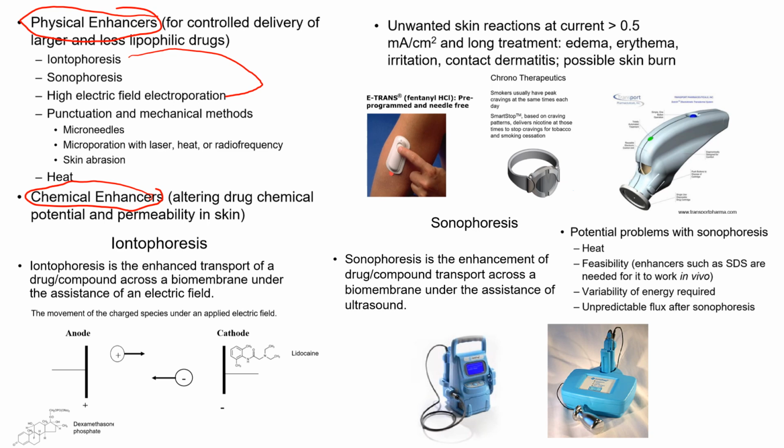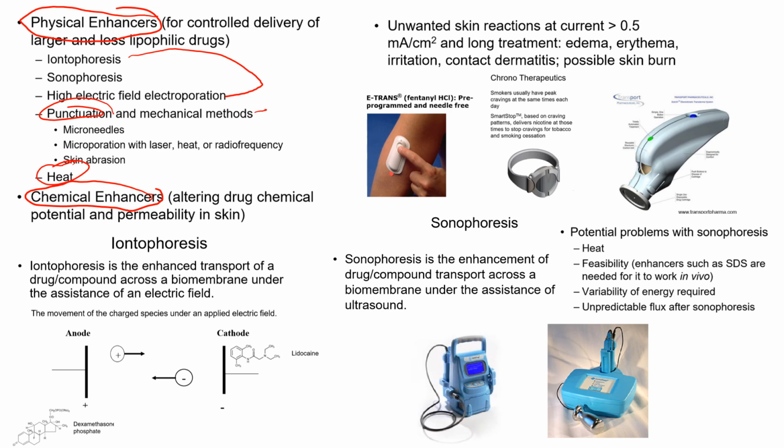These both use electricity. We have sonophoresis that uses sound. And then we have different methods to puncture the skin. And then we also just have heat. And then chemical enhancers will work more by altering a property of the drug or the skin to help absorption. So let's begin with iontophoresis.